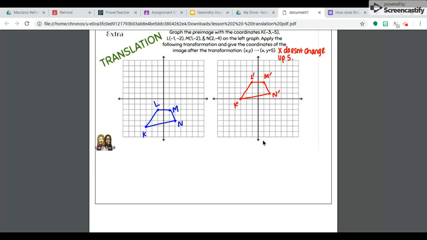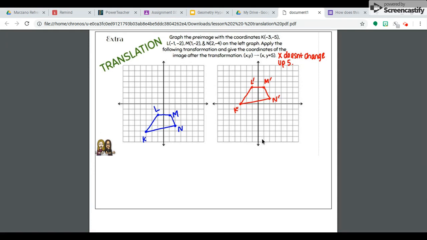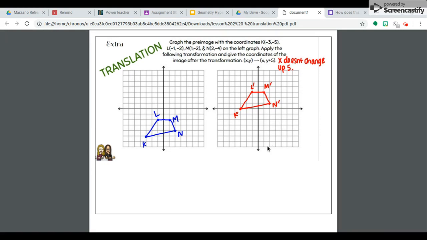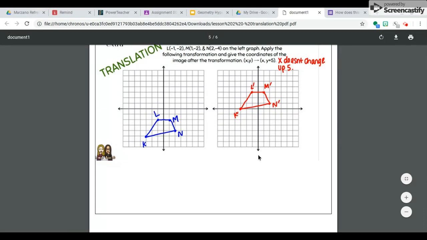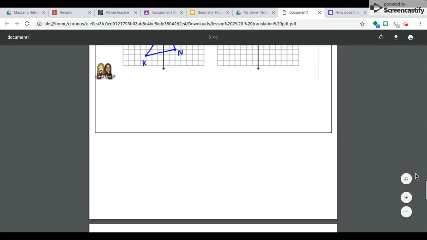So when we do a translation, we are literally taking our x and y values and adding and subtracting from them. We are taking our pre-image, we're picking it up and setting it down. We're not flipping it over, we're not turning it around, we're shifting it around our graph. This is how translations work.